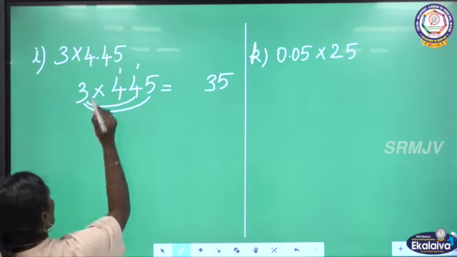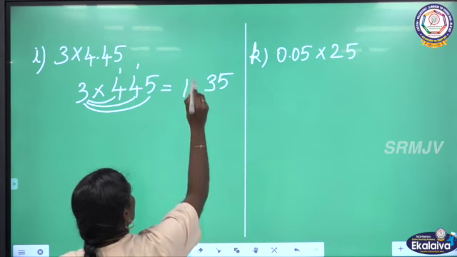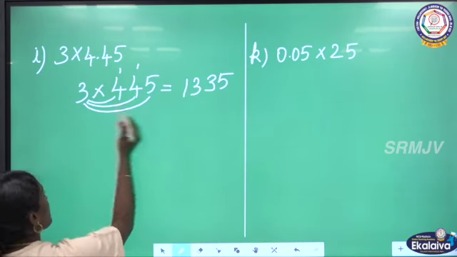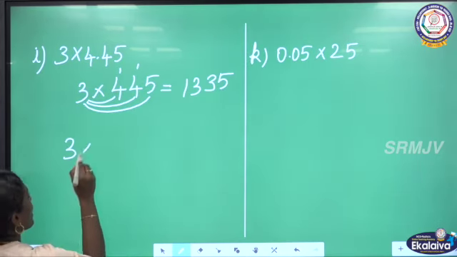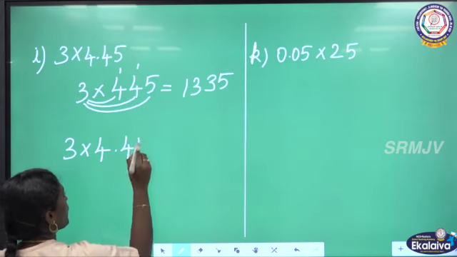3 here, 1 carry over. Again 3 4s are 12. 12 plus 1, 13. Now we got 1335. This is the product of 3 and 445. Now we have to write the answer for 3 into 4.45.